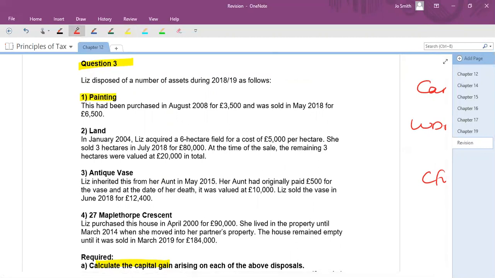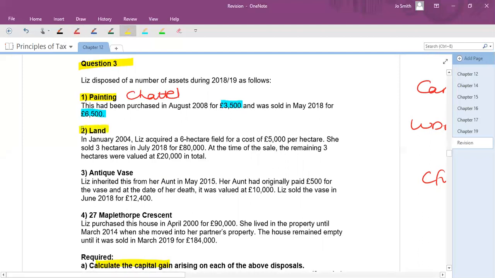Hopefully you remember from when you did it in class, a painting is something we recognise as being a chattel. So you've got to think about those chattel rules: tangible, movable property. So it's a chargeable chattel. It was originally bought for £3,500 and it was sold for £6,500. If you remember your chattel rules, if you buy and sell it for less than 6,000, it's exempt. If you buy and sell it for more than 6,000, then it's chargeable in full. And if you've got one figure above and one figure below the 6,000, then we've got those special rules. And that's what we've got here that we're going to have to look at.